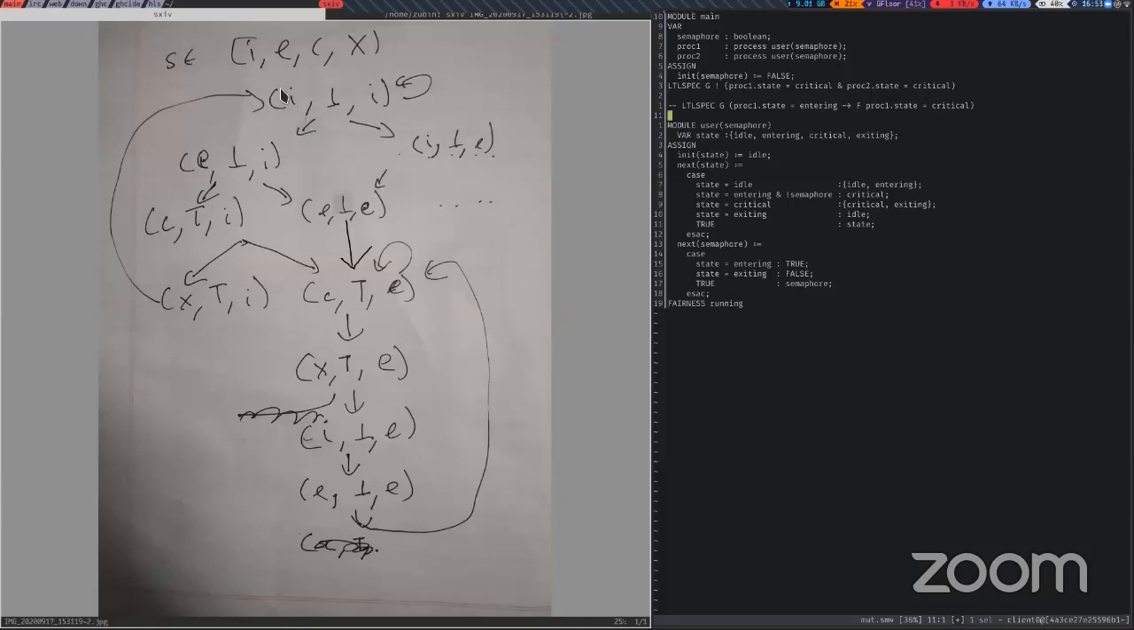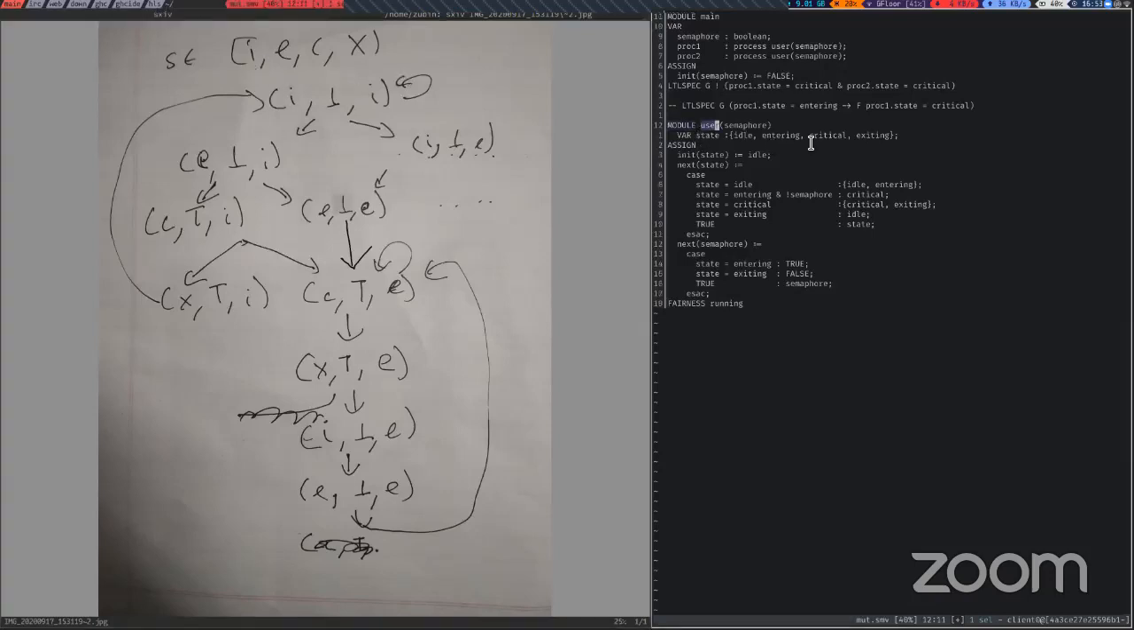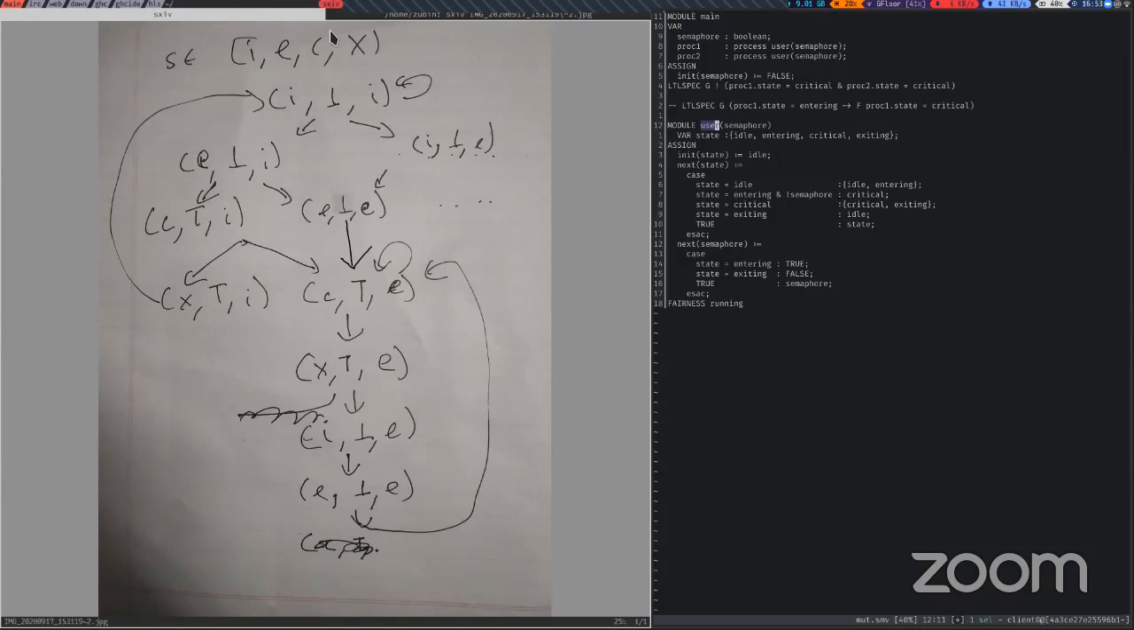Here we represent all states with a three-tuple: the state of the first process, the state of the shared semaphore, and the state of the second process. So this is the transition system for the example that you showed. Each process state can be idle, entering, critical, or exiting, which we represent by I, E, C, or X. We start in the idle state for both processes with the semaphore false.